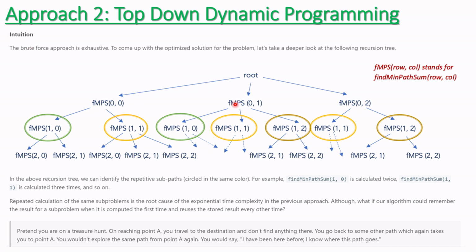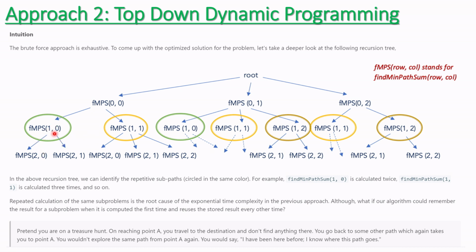If this is the root, we'll take 0 0, 0 1, or 0 2, right? Because we are finding the minimum path sum, correct? So this is the function, find minimum path sum. We are passing 0 0, 0 1 and 0 2, because we have three possibilities, correct?